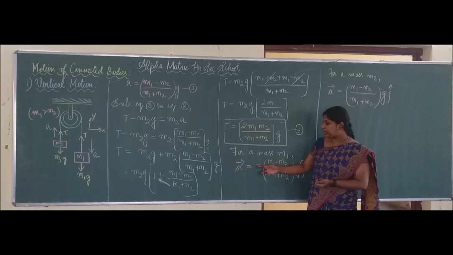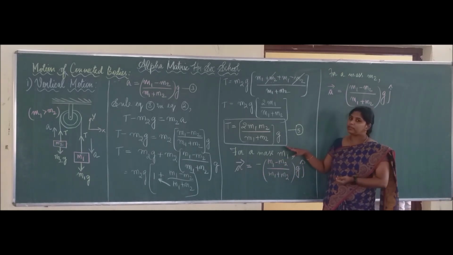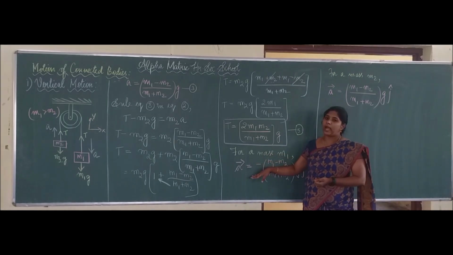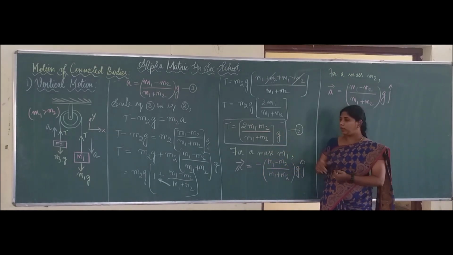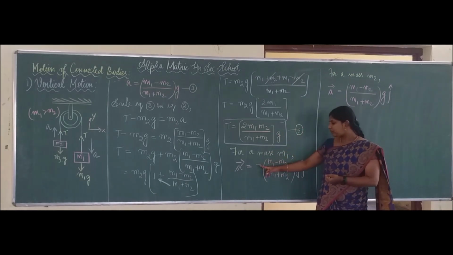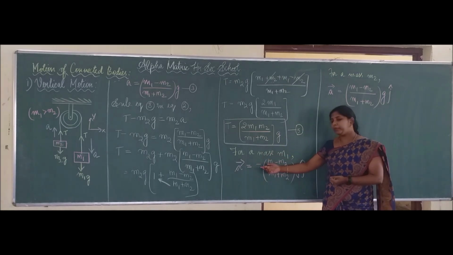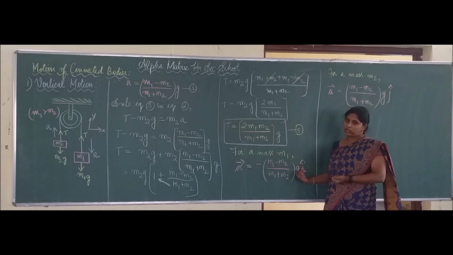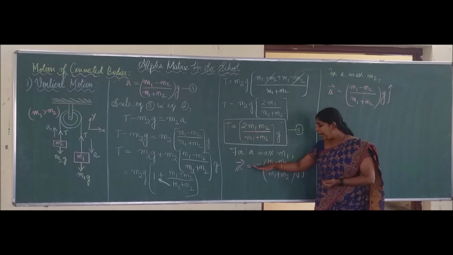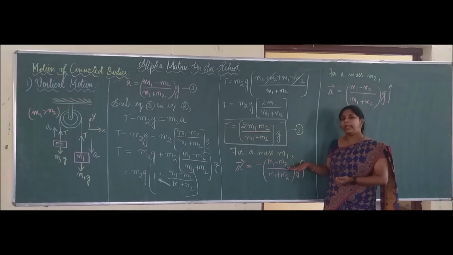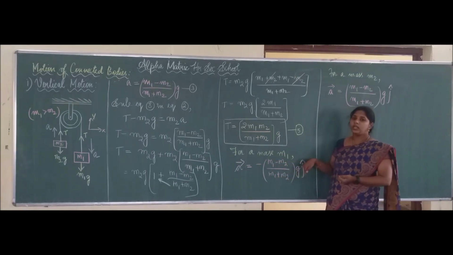Why did I put a minus in here? Because for a body of mass m1, this acceleration is acting downwards. Look at the picture, you can see it there. So the vector is minus j cap. That's what I put here: minus of (m1 minus m2) by (m1 plus m2) into g j cap.